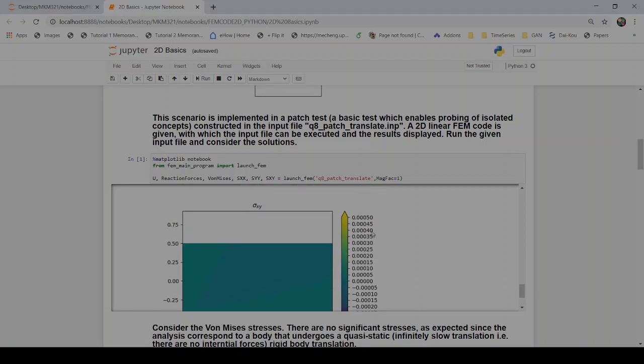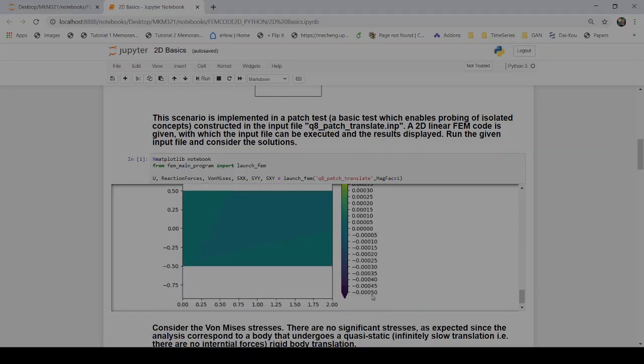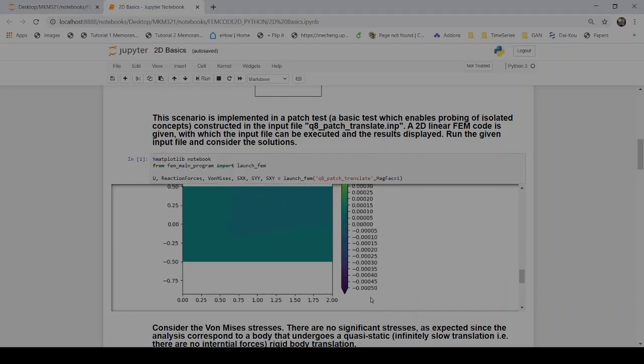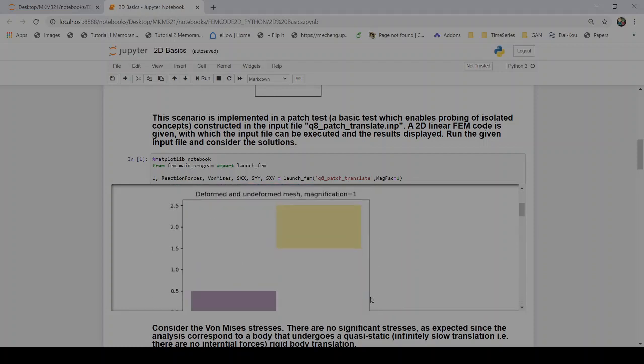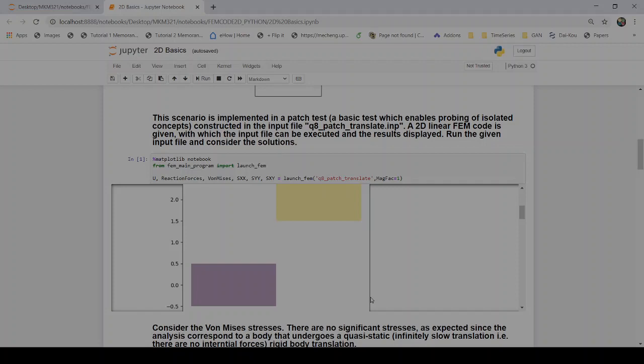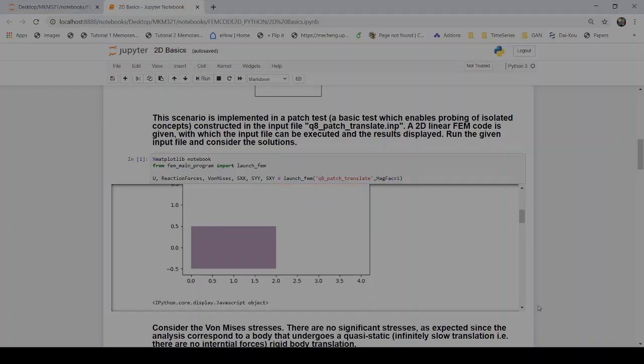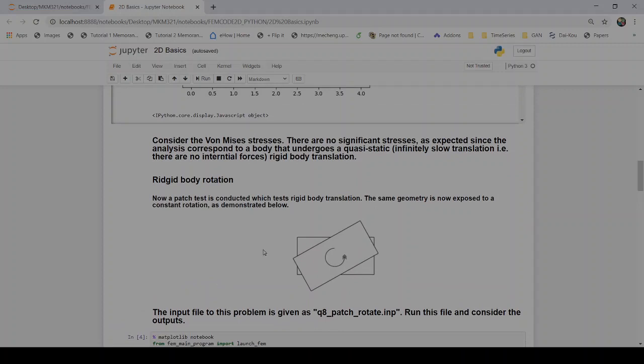Sigma xy is numerically 0, because this number is small in the context of a number that was 2 to the 11 in that stiffness matrix. So we can see this works fine as expected, as advertised: no stresses when I have a rigid body translation. Next question: what would happen if I have a rigid body rotation?